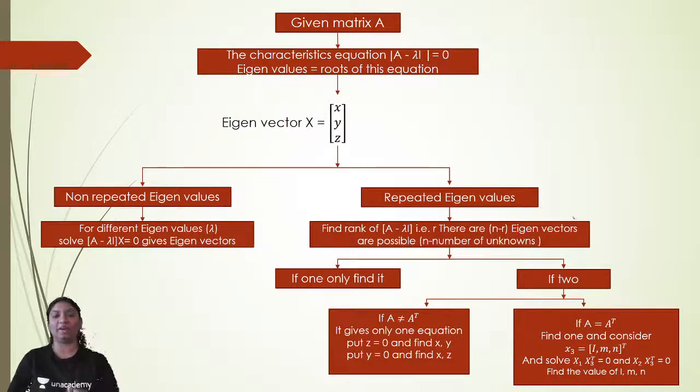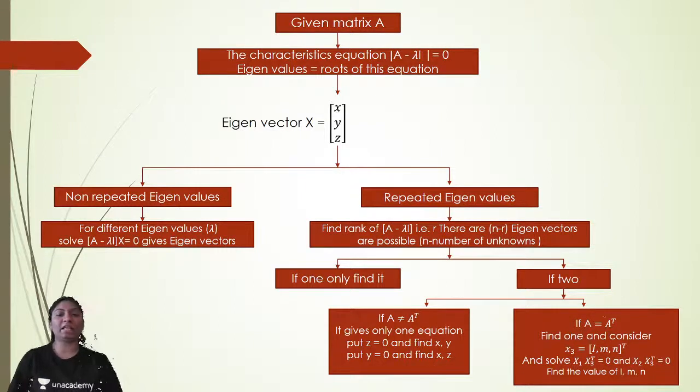Suppose the rank is 1 and the matrix has 3 unknowns. Then there are 3 minus 1, that is 2 eigenvectors. If only one eigenvector is possible, then find it easily. If there are 2 vectors, we have to check whether A is not equal to A transpose. It gives only one equation: put z equal to 0 and find x and y, and put y equal to 0 and find x and z.